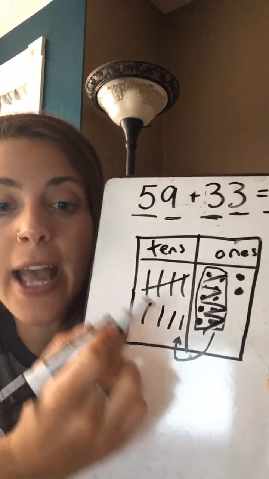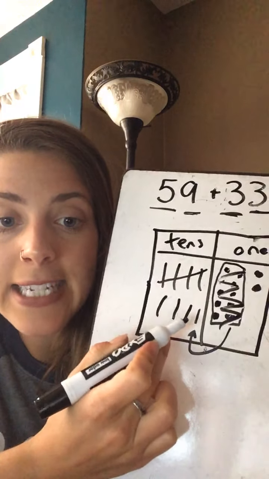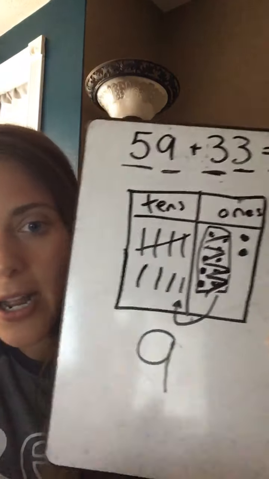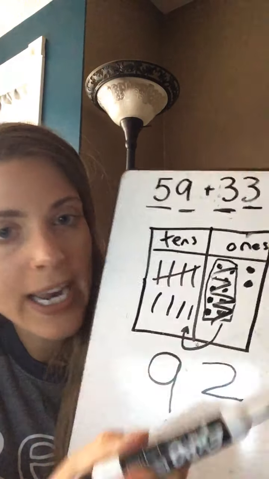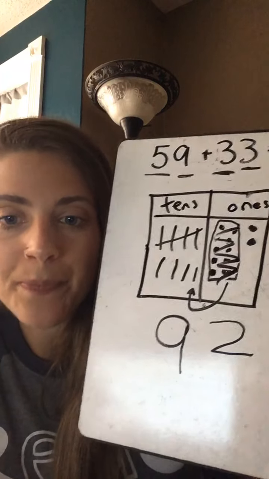Let's count up to see how many we have. So we know this is a 5. So that's 50, 60, 70, 80, 90. Whoa, what a big number. 90, and how many 1s? 2. So our answer, 59 plus 33, is 92.